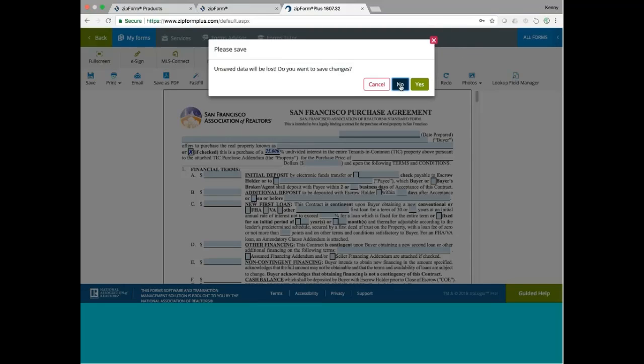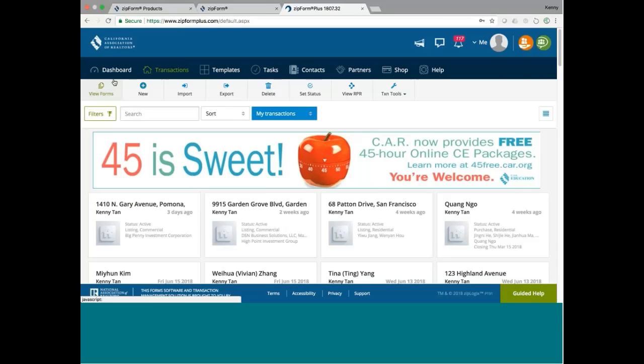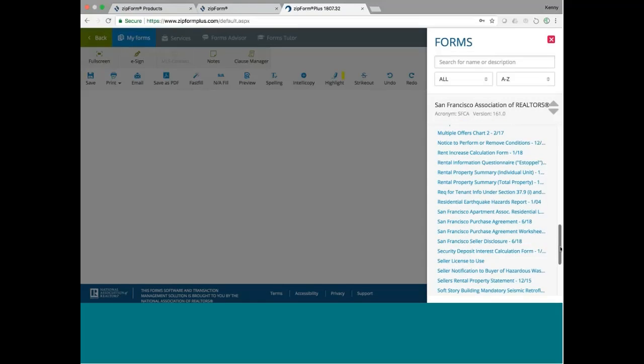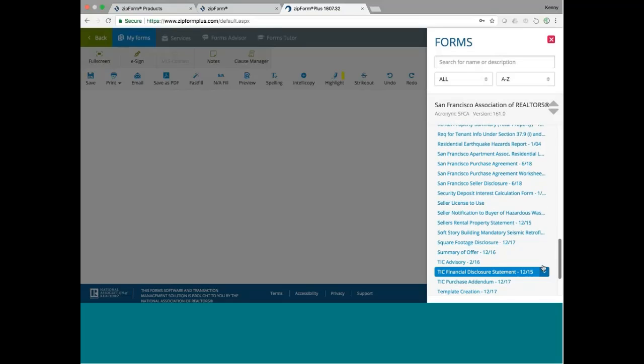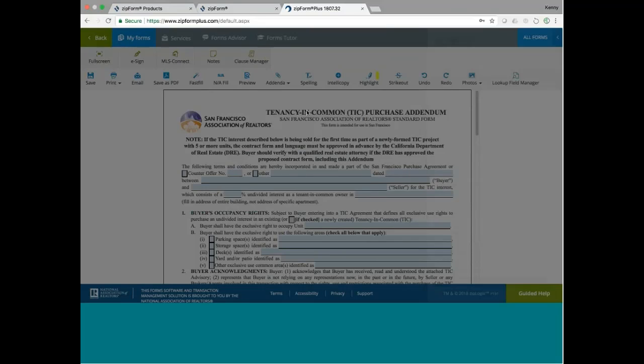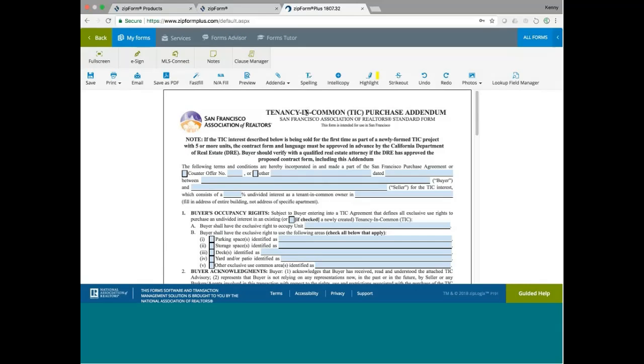Now we're going to look at the TIC purchase addendum. Right here, this one right here. This is the addendum that has to be attached to the San Francisco purchase agreement if your seller is a TIC selling his interest.